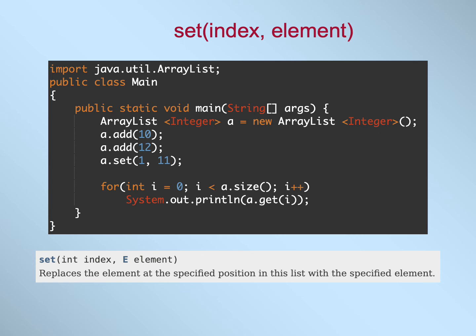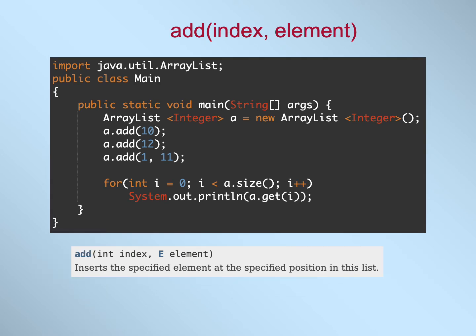If you run this code, you will see that the output that you will get is the numbers 10 and 11. This is because when you use the set method, it will replace the element at the specified position in the list with the new specified element. So in this case, we are replacing the number 12 with the number 11.